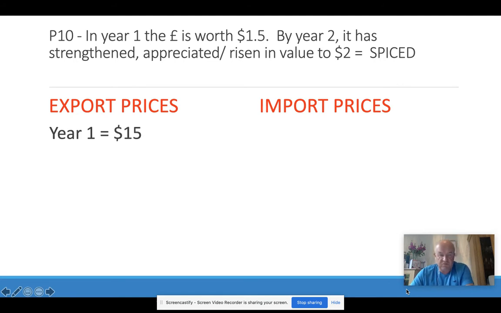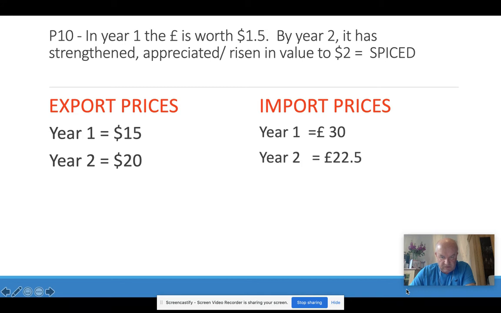Okay. So our export prices in year 1 were $15, and in year 2 they would be $20. However, our import prices would be slightly different, where effectively we've got £30 for year 1, and in year 2 the value has gone down to £22.50.